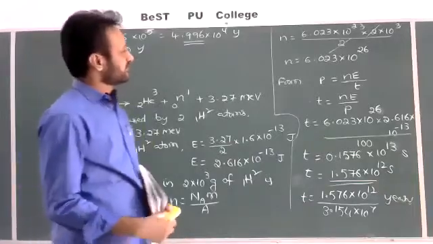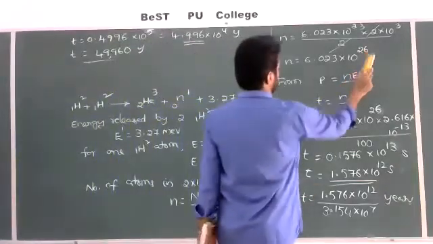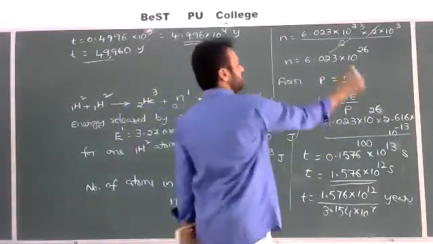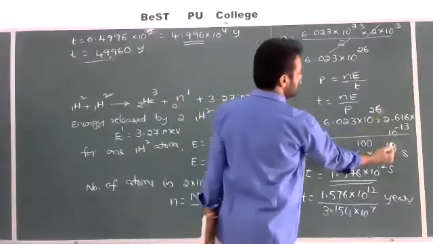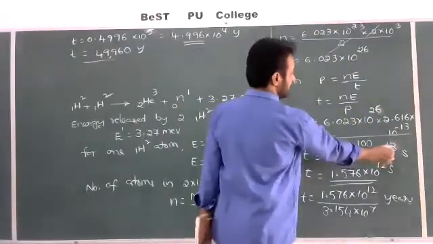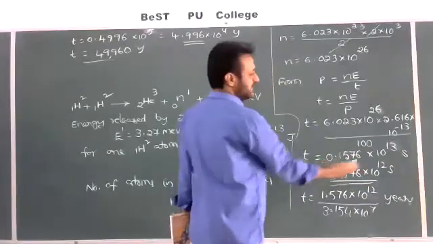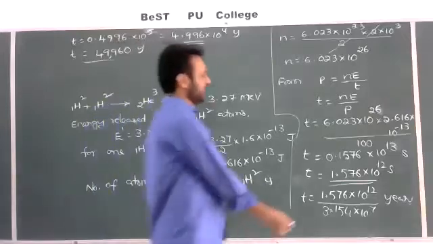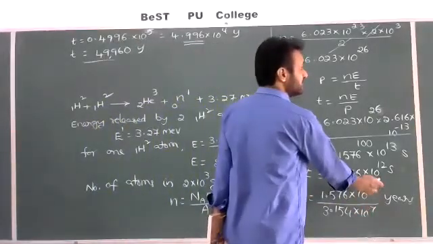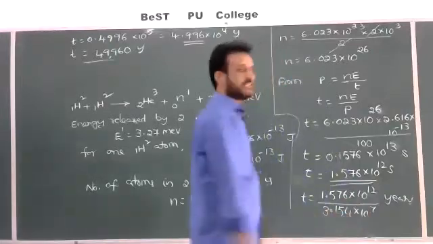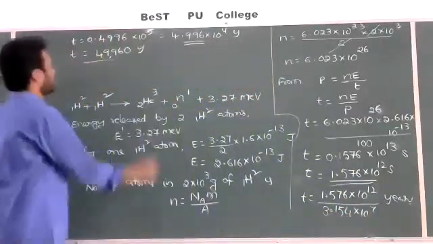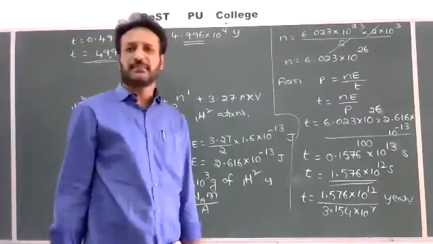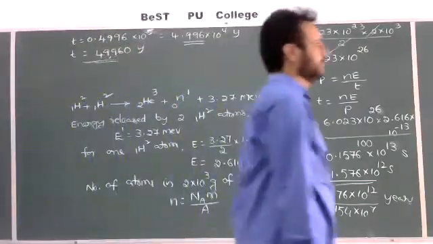That's all. Correct this one. The number of atoms, 10 power 26, you should write here. 26 minus 13 is 10 power 13. One digit we are adjusting, 10 power 12. If you want to convert into years, divide by 10 power 7. So 12 minus 7 is 10 to the power of 5. Then you should write 49,960 or 4.996 into 10 power 4 years. That is my copies.